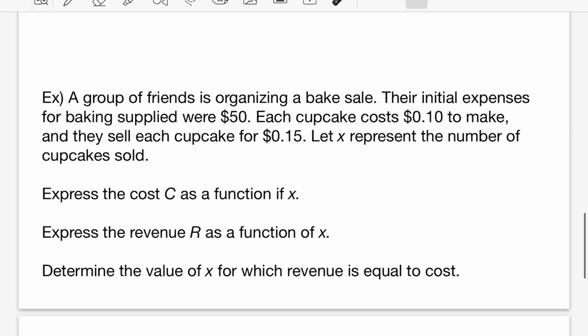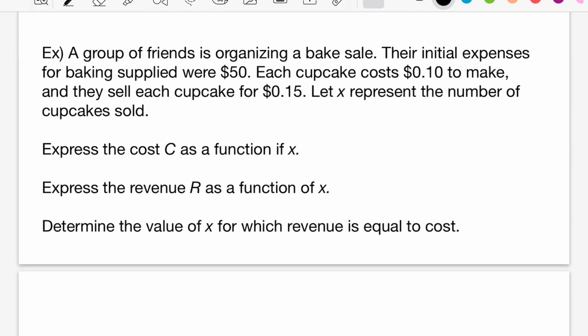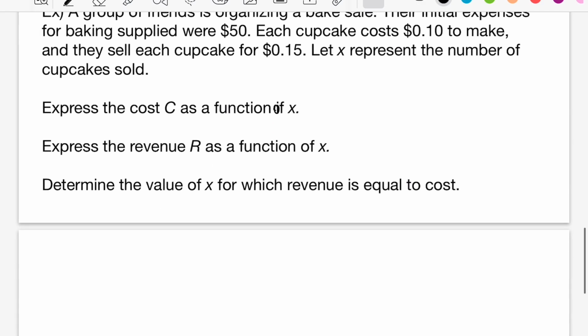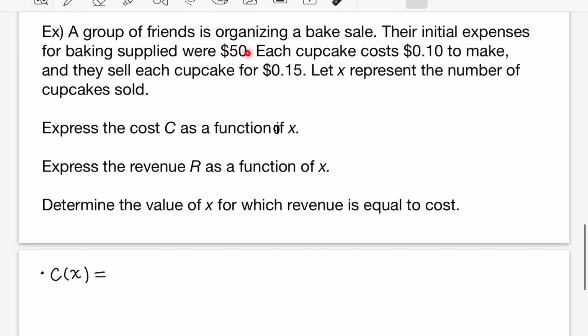So the first thing we want to do is express the cost as a function of x. Sorry, there's a lot of typos here. So we have our cost function is going to be c of x. And we know that we have an initial cost, or a base cost, of $50. And we know that for every single cupcake, it costs 10 cents to make. So that's an additional 10 cents for every single cupcake, and we're told that x is going to represent the number of cupcakes. So we have plus 0.1 times x.